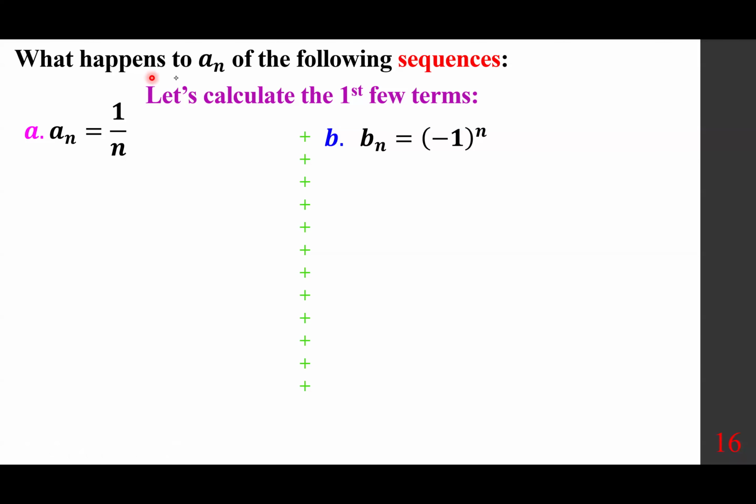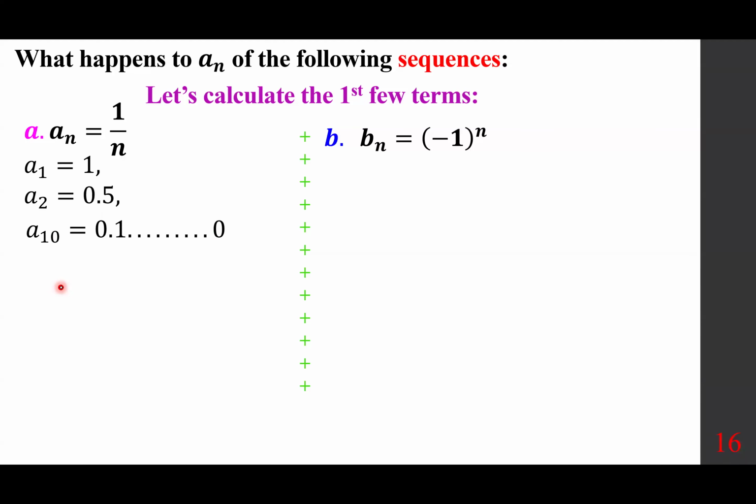All right. So let's look at a simple example of that and see what happens. What happens to a sub n of the following sequences? Let's calculate the first few terms. A sub n is 1 over n. So the first one is 1 over 1. The second one is 1 over 2. The third one is 1/3, and so forth. The 10th one is 1 over 10, or 0.1. So clearly it's going to 0.